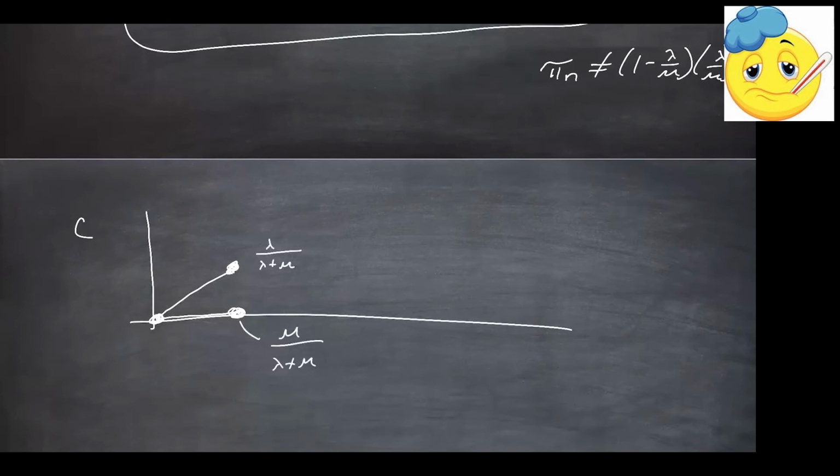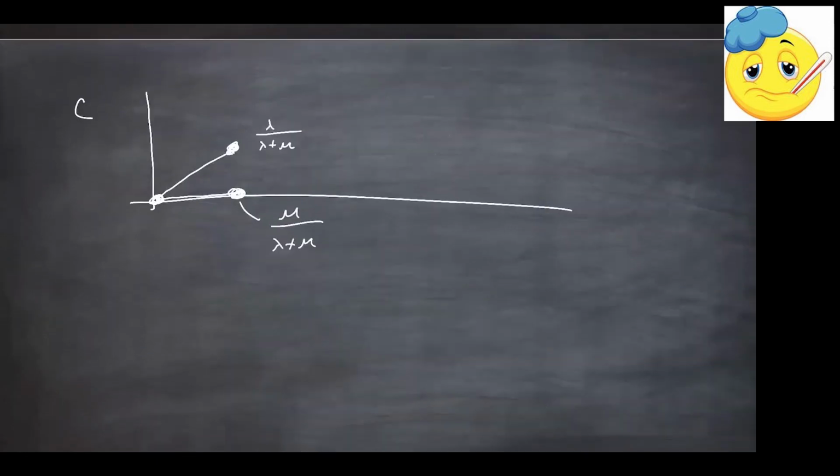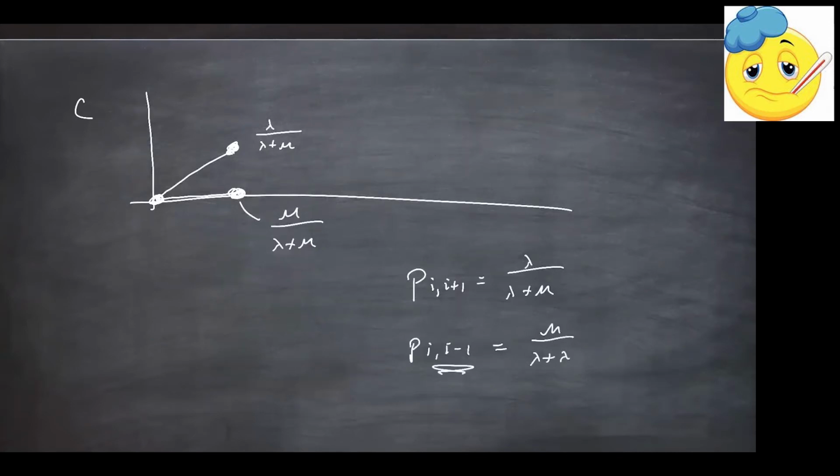That's what I was trying to convey when I wrote that. You can move from 0 to 0 with probability mu over lambda plus mu. And so you've got I plus 1 is always lambda over lambda plus mu. I minus 1 is always mu over lambda plus mu. That's kind of what it was before, but it didn't hold when I was 0.